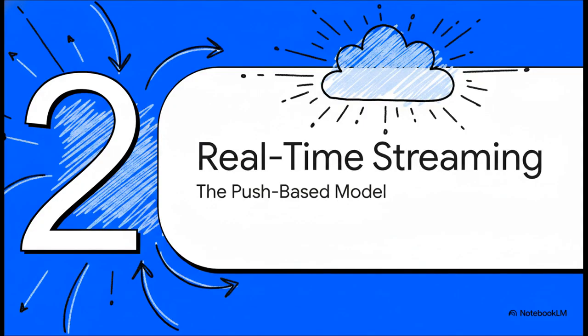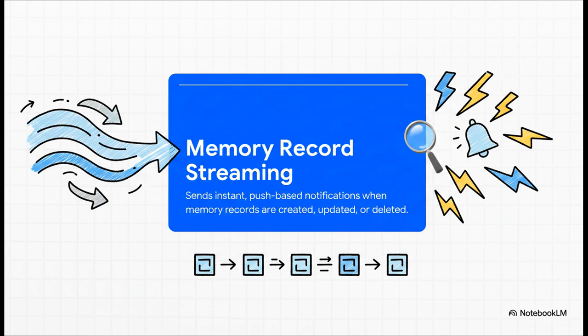But what if we could flip that script entirely? What if instead of you constantly having to ask, the data could just tell you the moment something changed? Well, that is the core idea behind real-time streaming in Bedrock. So here's the magic. Memory record streaming completely flips the model on its head. It's a feature that actively pushes notifications to you through a service called Kinesis data streams the very instant a memory record changes. So, no more asking, just receiving.